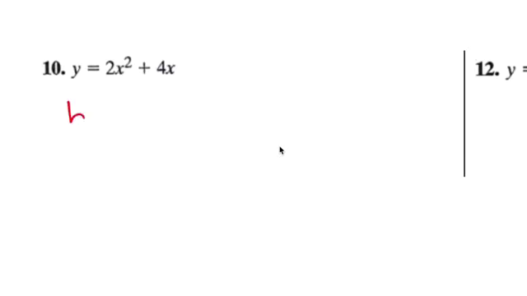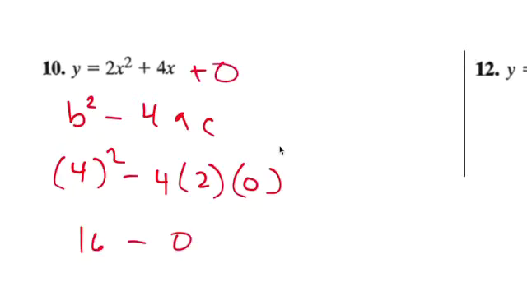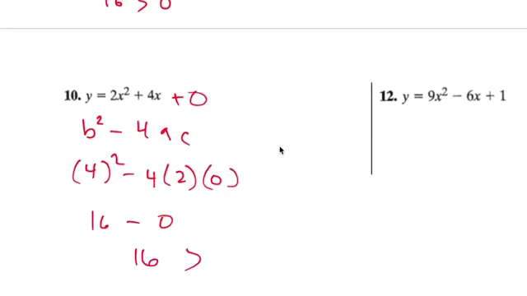Okay, so b squared minus 4ac. So b is 4 squared minus 4 times a, which is 2, c is 0. There's nothing there. So 16 minus 0 is 16. And 16 is greater than 0. So it intersects in 2 points. X-axis, 2 points.